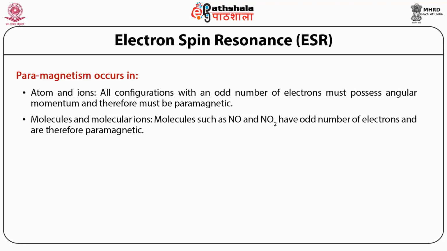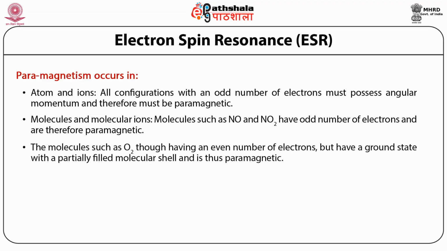Molecules and molecular ions. Molecules such as NO and NO2 have an odd number of electrons and are therefore paramagnetic. Molecules such as O2, though having an even number of electrons, have a ground state with a partially filled molecular shell and are thus paramagnetic.